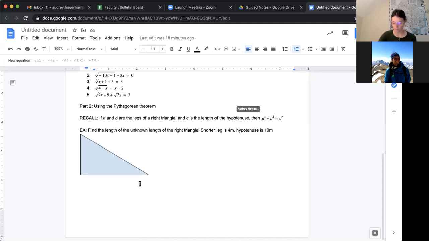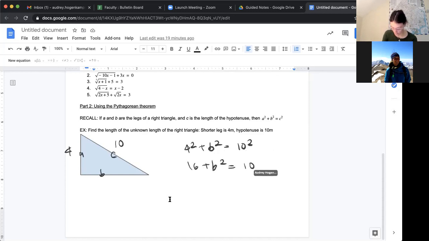Okay, so types of problems that would look like this would be example, find the length of the unknown length of the right triangle. And I wasn't able to figure out how to put the actual image on here, but I wrote it. Shorter leg is 4 meters, so this would be 4 meters, and hypotenuse is 10. So then we know this is A, this is B, this is C, so 4 squared plus B squared equals 10 squared. 16 plus B squared equals 100. B squared is equal to 100 minus 16, which is 84.